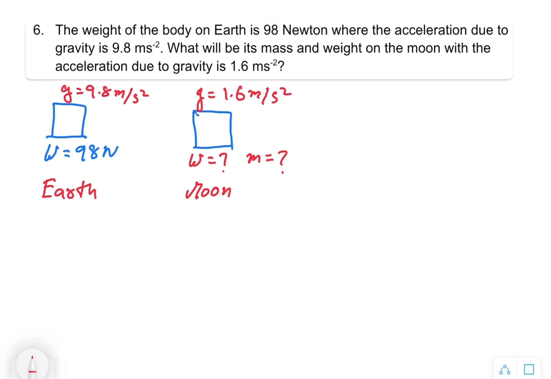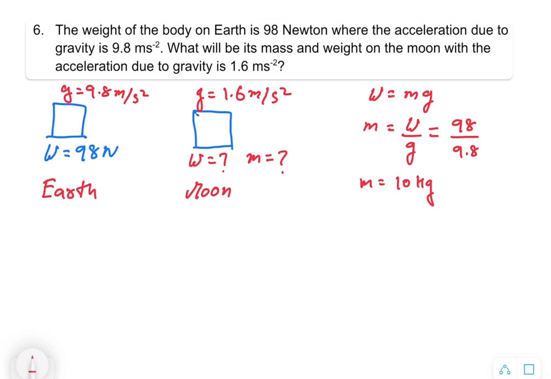Now first let us find the mass on Earth. W is equal to mg, product of mass and acceleration due to gravity. Let me write this in terms of mass. So mass will be W divided by g. Let me substitute the values. W is 98 newtons and g is 9.8 meters per second square on Earth. Therefore the mass will be 10 kgs.